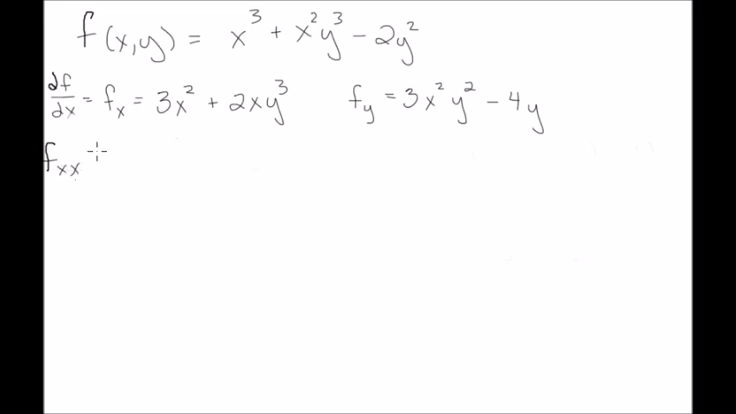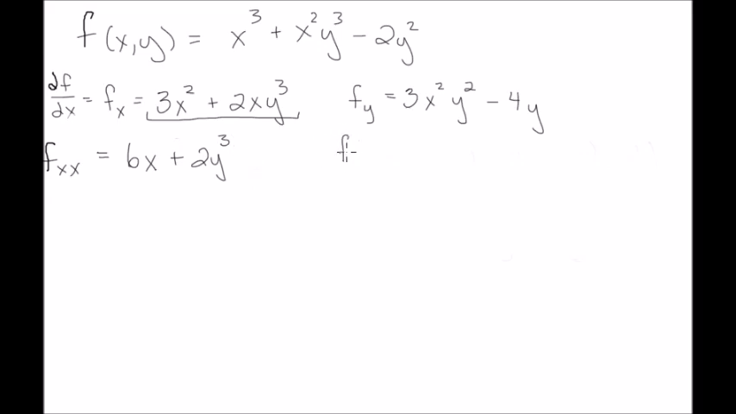I get f sub x, and what that means is I've already taken the first derivative. I need to take the derivative of the first derivative. So this works exactly the same way as every derivative you've ever done before. You're just doing it a second time. So I'm going to take the partial with respect to x of this expression, 3x squared plus 2xy cubed. The derivative of the first term is 6x. The derivative of the second term, remember this y cubed is a constant, and the derivative of x is 1. So I'm left with the constant terms 2y cubed.